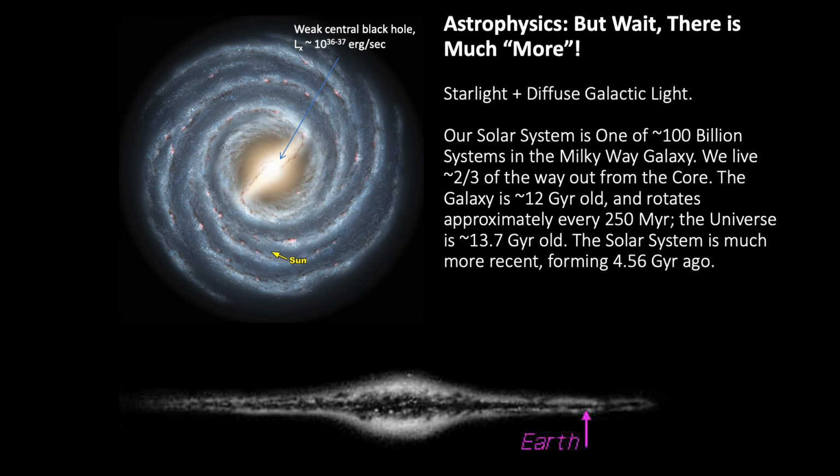Now, just to set the table, our solar system is one of 100 billion systems in the Milky Way galaxy, so we think there are about 10 to the 11 stars in our galaxy. We live two-thirds of the way out from the core. You can see that we're kind of in the bottom center of the image in the upper left. So we live in the suburbs. We're nowhere near the center. Things should have started out slowly here. It took a while for our sun to form, only 4.5 billion years ago. We're about a third of the age of the galaxy and the universe.